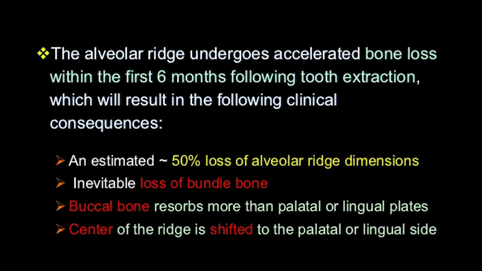The alveolar ridge undergoes accelerated bone loss within the first 6 months following tooth extraction. We know when we extract the tooth, there will be alveolar ridge resorption, and an estimated 50% loss of the alveolar ridge will occur after tooth extraction. With the extraction, there will be loss of the periodontal ligament and the loss of what's called bundle bone. Buccal bone also resorbs more than the palatal or the lingual plates. The center of the ridge is shifted to the palatal or lingual side. When we do the extraction and there is resorption of the buccal ridge, it will shift totally to the palatal or the lingual side.